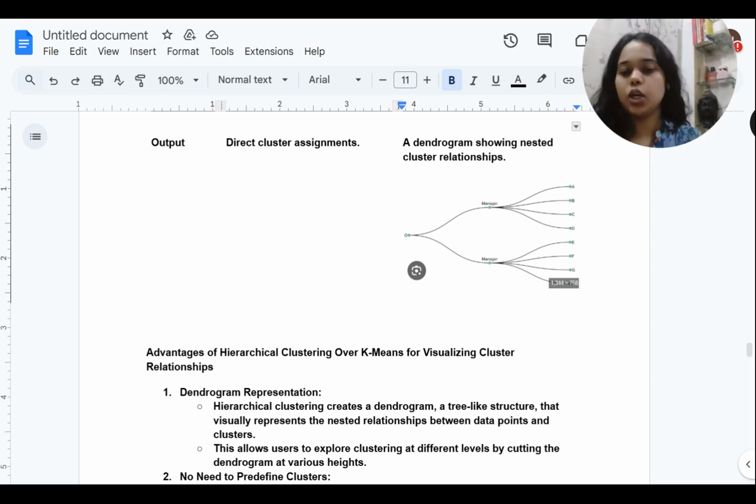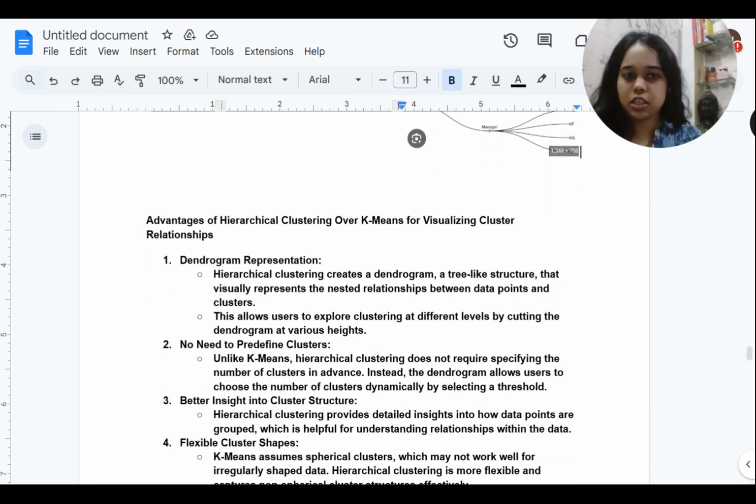Why are they better? So, firstly, dendrogram representation, as I mentioned earlier. It creates a dendrogram, which is a tree-like structure that visually represents the nested relationship between data points. Secondly, there is no need to predefine clusters. Unlike k-means, hierarchical clustering does not require specifying the number of clusters in advance. Instead, the dendrogram allows the user to choose the number of clusters dynamically by selecting a threshold.